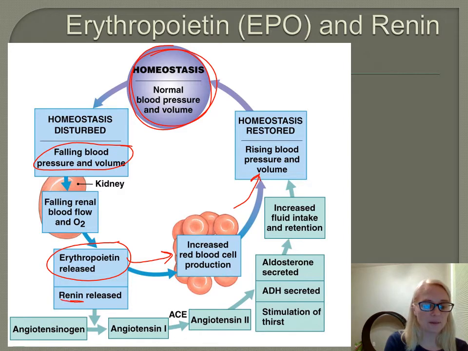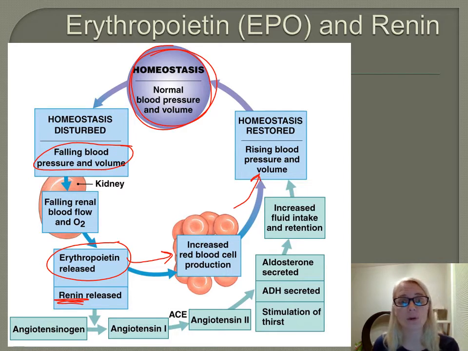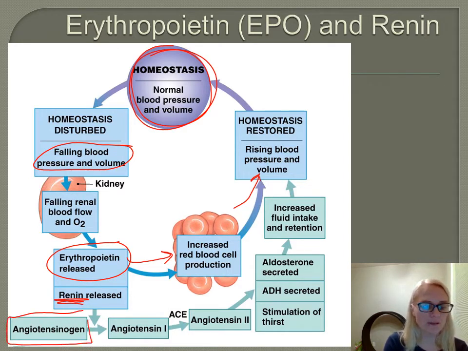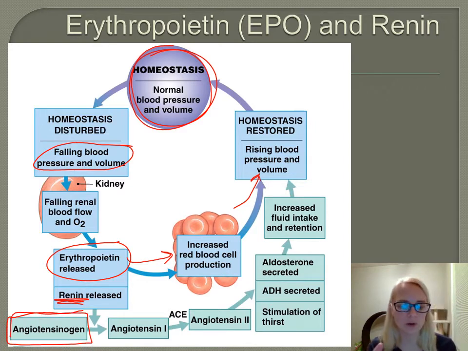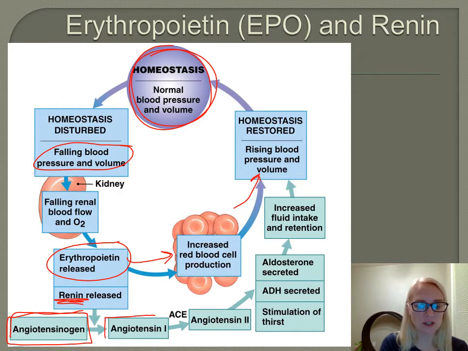The enzyme that is released, so renin is not a hormone, it is an enzyme, but this enzyme triggers a hormonal cascade. So in your blood, you have a precursor hormone called angiotensinogen. It's just floating around, it's inactive, it can't do anything. But in the presence of renin, angiotensinogen turns into angiotensin 1.